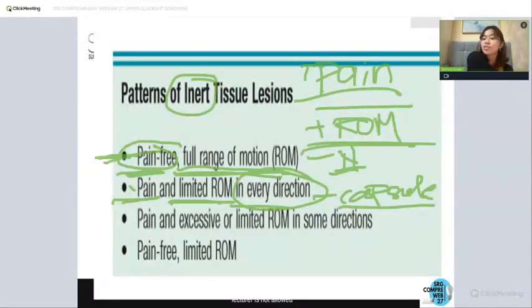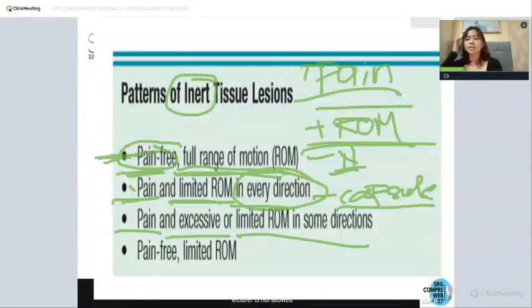This is a classic pattern for your ligaments. Okay, again for your ligaments. And pain-free and limited ROM, this is for your osteophyte formation.